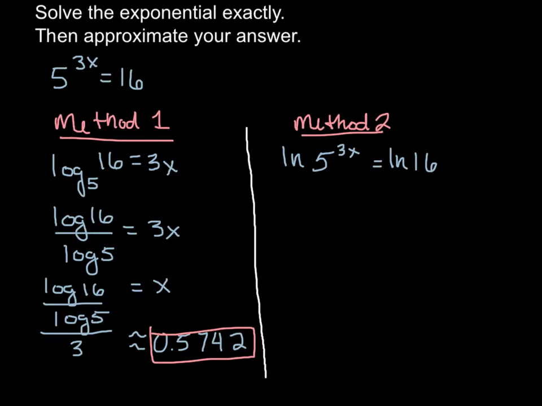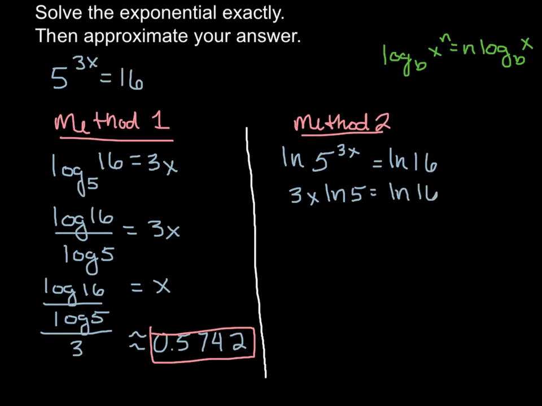Now, why did that help? So we have natural log of 5 raised to the 3x. Well, thinking back to the properties of logarithms, we know that if we have a logarithm of something raised to an exponent, we can bring that exponent out front. So that's what I'm going to do. So we have natural log of 5 to the 3x, so I'm going to bring down that 3x out front.